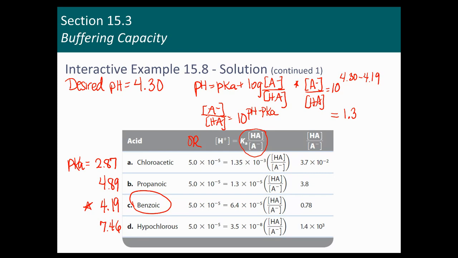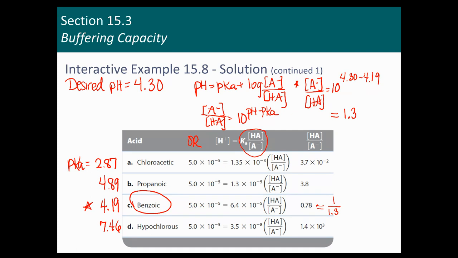Now, one last thing before we wrap up is this one asked for HA over A minus. Notice that this 0.78 is not the 1.3. If you notice, it's the reciprocal of that number. They had asked for the inverse of that. Regardless of which way you want to look at it, the ratio that we want for the best buffer system will be closest to 1.